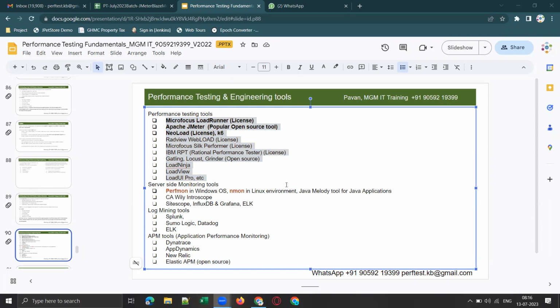Yes, are you with me? So they are there. Yes. From the past 23 years and they will be there for the next 25 years also. Nothing to worry. Okay. So Micro Focus LoadRunner, Apache JMeter, and then NeoLoad.